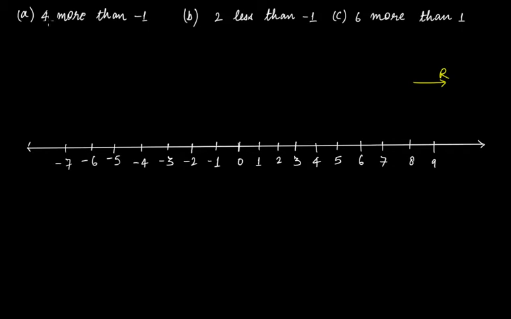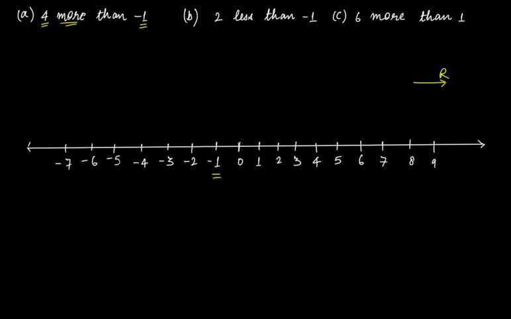Okay, by how much? By this number. More means towards the right. By how much? By this number. And than -1 means this is the current position, your current position on the number line. So the current position is -1. You have to move 4 more, means towards the right.